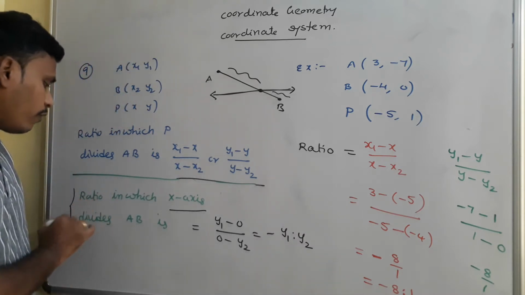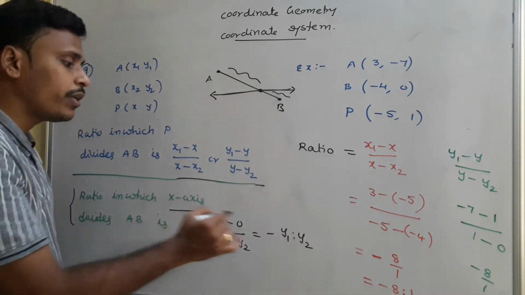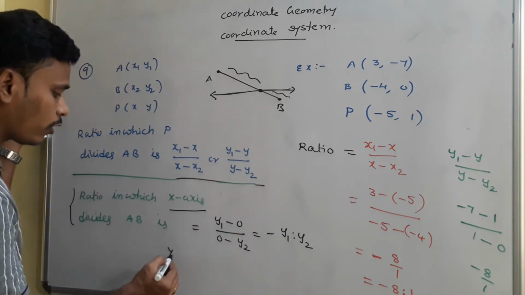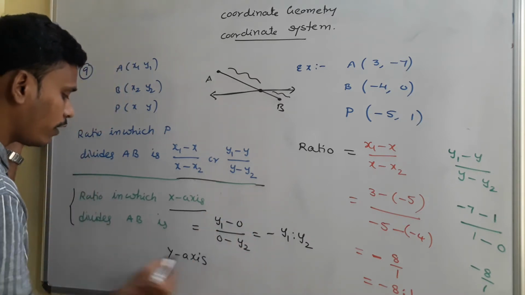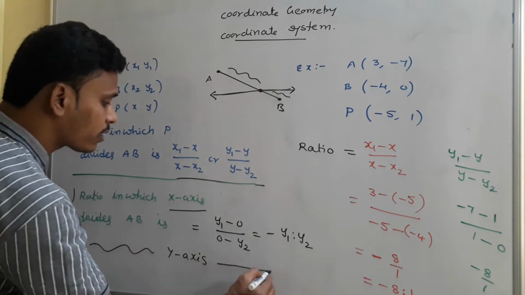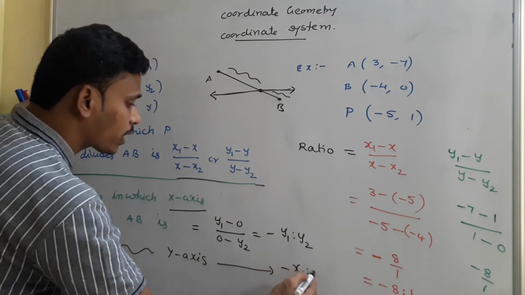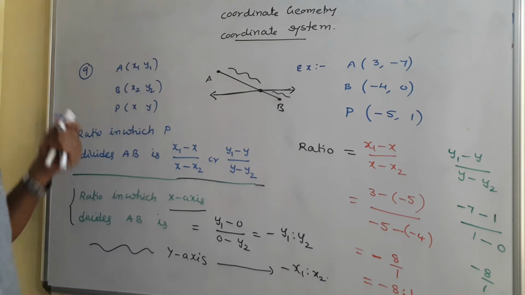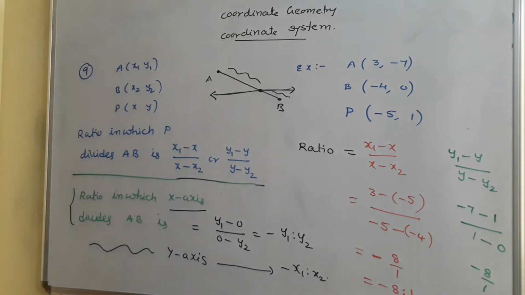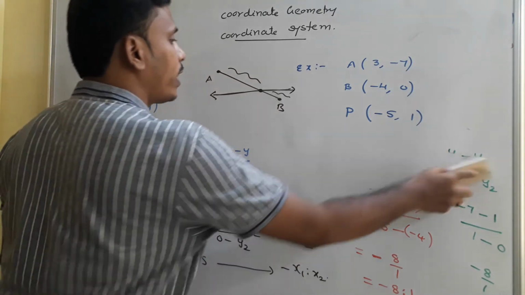So the ratio in which the x-axis divides AB is minus y1 is to y2, whereas the ratio in which the y-axis divides is minus x1 is to x2. Okay, this ratio formula is helpful to find the ratio in which the x-axis divides AB as well as the ratio in which the y-axis divides AB.